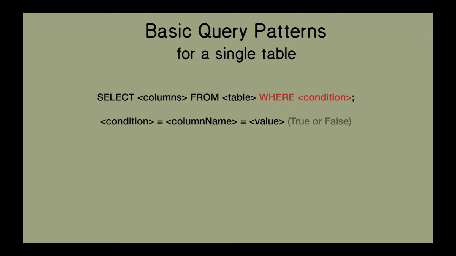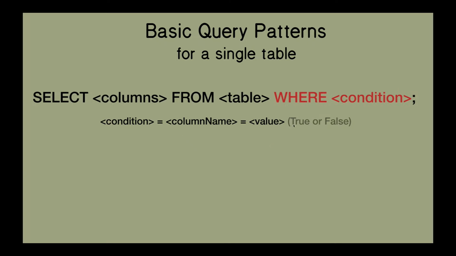So we've done the preliminaries. Now we're ready to start learning about how to write good select statements. Here's the basic query pattern we'll be using in this video. It's select and then some argument columns, which we'll look at shortly, from a particular table. And then this next part in red is optional, where some condition holds.